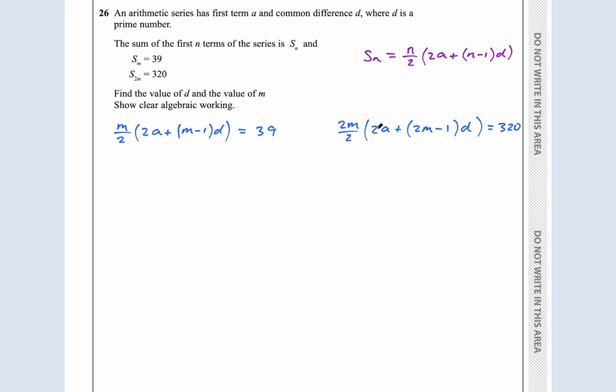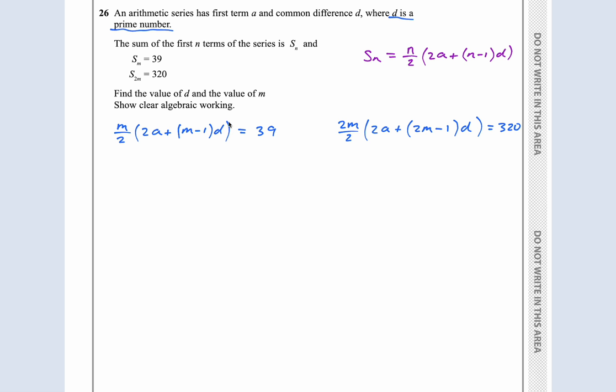Okay, so now I have two equations, but my problem is I have three unknowns, and this is why I say it's like a really difficult question. They've given me 2 bits of information, so I've made 2 equations. Fine, but I've an m, an a, and a d. So really, I need a third equation, which I can't get. I cannot make a third equation. The only thing I can use is this thing. It says d is a prime number. So we're going to use that at some point in this solution.